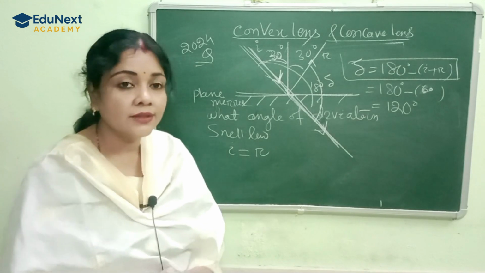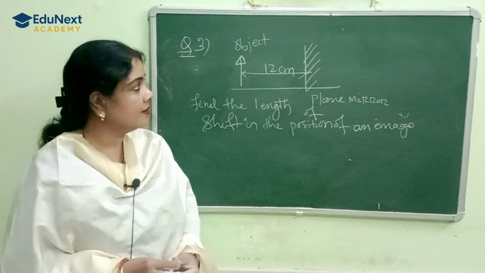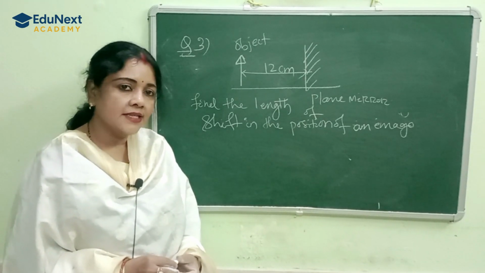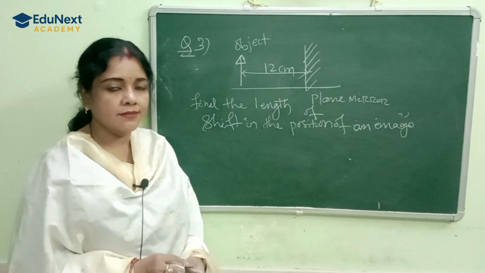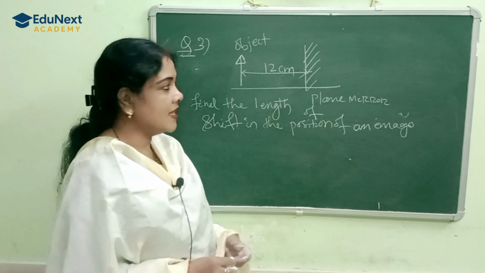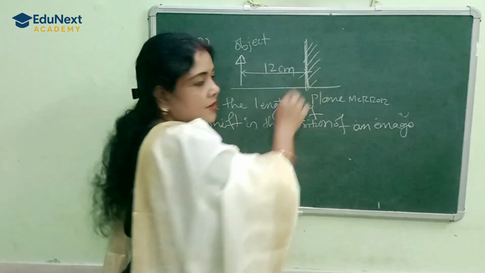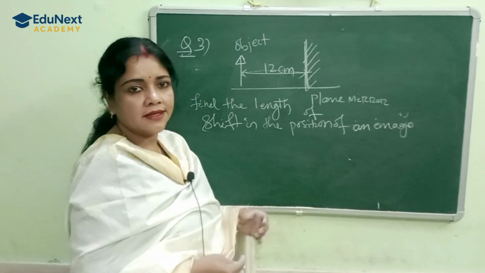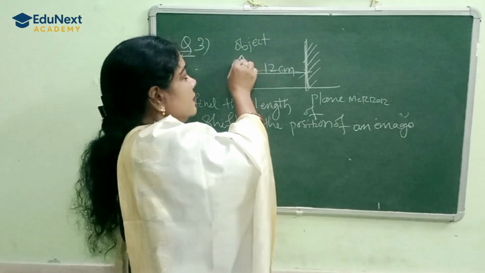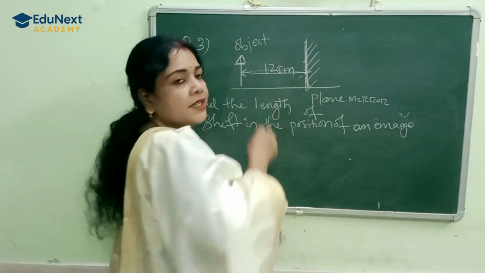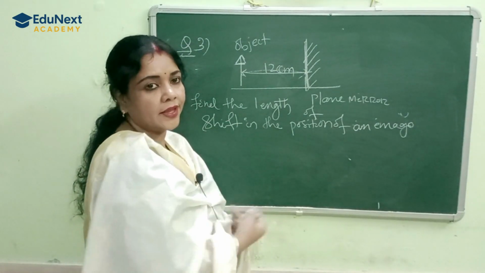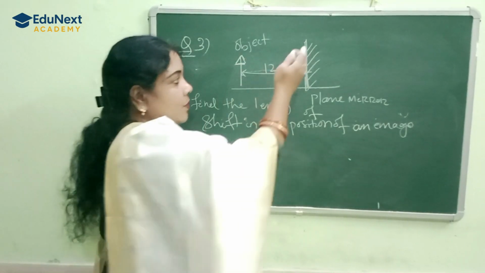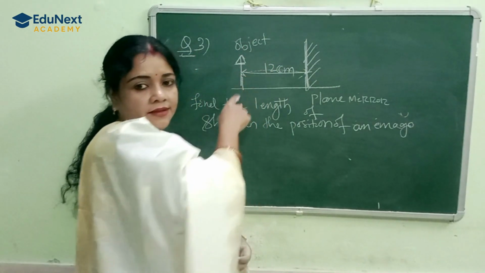Let us discuss another question which is also very important. This is a very interesting question. It already came in the JEE Main examination 2 years back. The question is that there is a plane mirror, right? And in front of the plane mirror an object is placed, and the distance between the object and plane mirror is 12 centimeter.